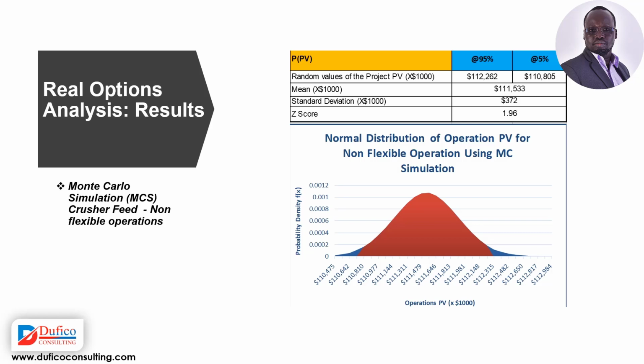Then, for the real option analysis, we also have to look at the simulation. Anything could happen. It could be good, it could be bad. When we run a Monte Carlo simulation of the crusher feed for an inflexible mine, we realize that the mean was 111. That means our traditional mine model of discounted cash flow was overestimating the value by $3 million. For a small mine, it does make a difference to the shareholders. Then the results are spread with 302,000. That is almost $250,000.